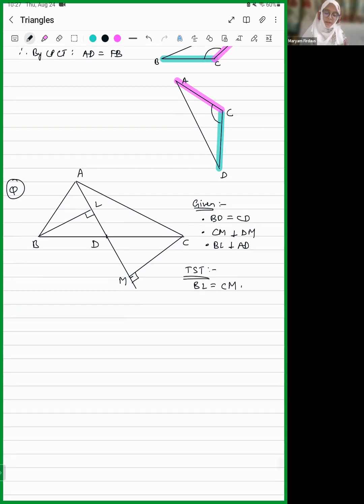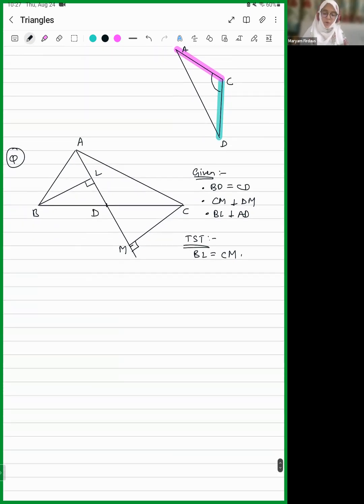Okay, first of all, can you identify which two triangles you have to show congruent for this? Triangle BLD and triangle DCM. Very good. These two triangles you have to show as congruent.